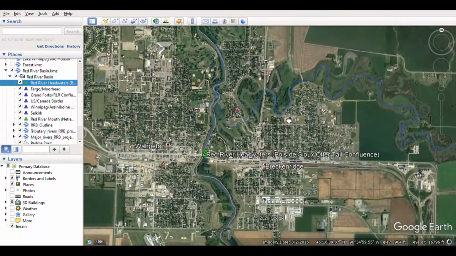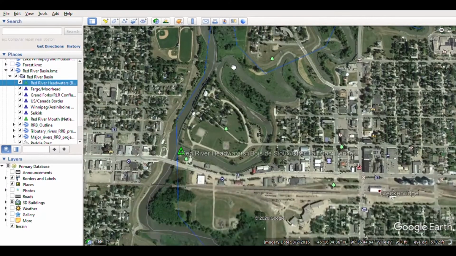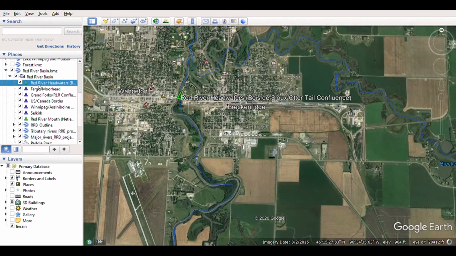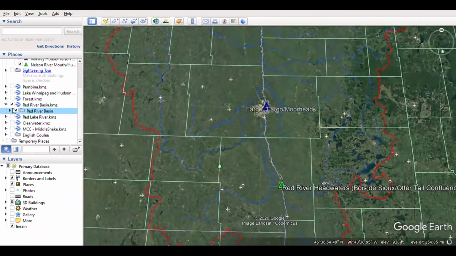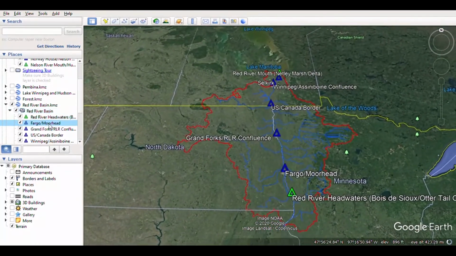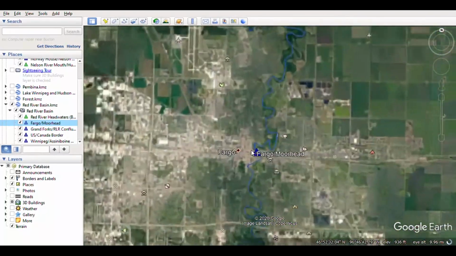We have the Ottertail River coming in from east to west, and the Bois de Sioux is flowing from the south to the north. These two rivers meet here at the confluence point, and this is the headwaters of the Red River. And the Red River then flows north and makes its way to its first major town in the basin, which is Fargo. And the Red River separates Fargo and Moorhead on the Minnesota and North Dakota border.